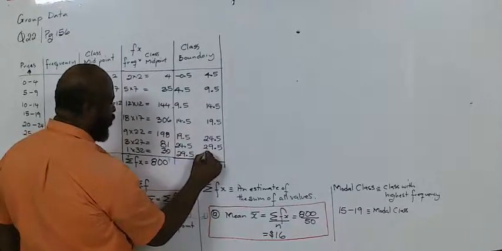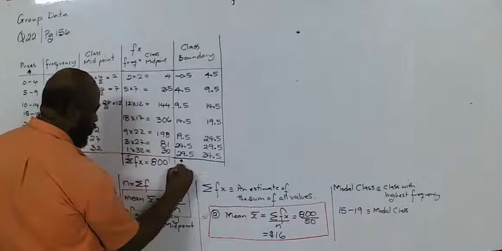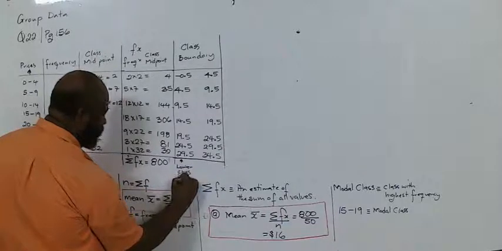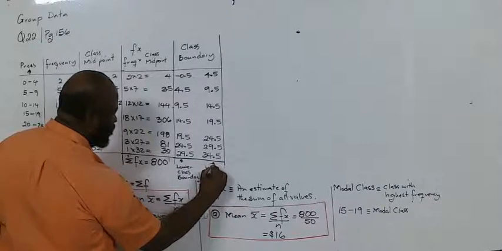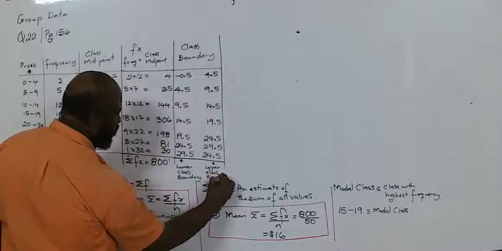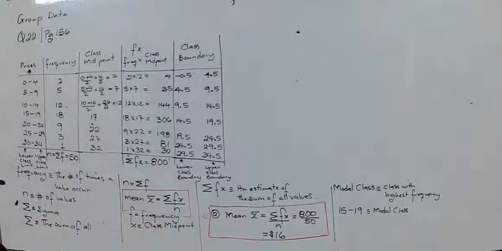29.5 to what? 34.5. This is the lower class boundary, and this is the upper class boundary. Now, what will be the purpose of the boundaries? While you're writing, think about what will be the purpose of the boundaries.